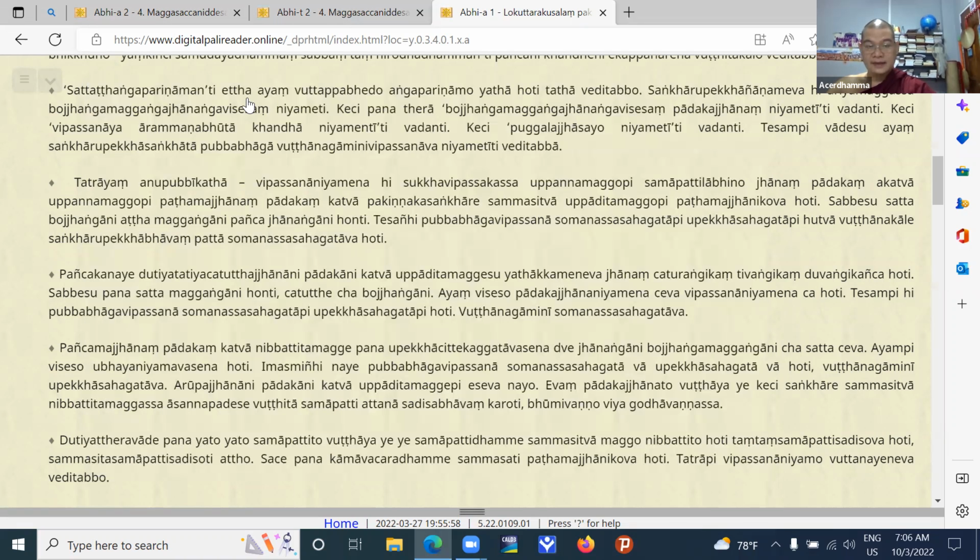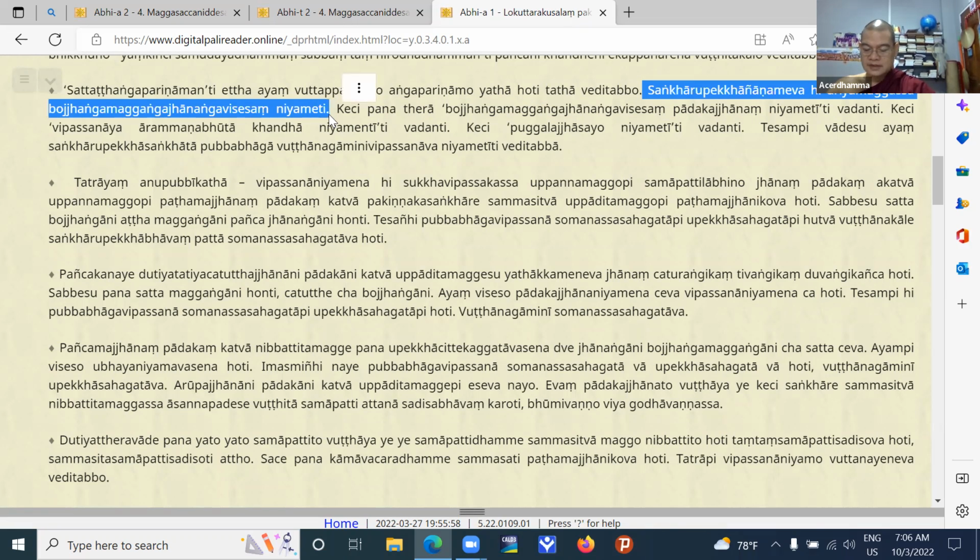Related to this, utta papedo anga parinamo yatha hodi tathavaditapa. So the anga parinamo, the fixing of the factors, as aforesaid, should be understood here. How? Saccavibhaṅgo jnana mewahi ariya maggasa. So the ariya magga is fixed due to saccavibhaṅgo jnana.